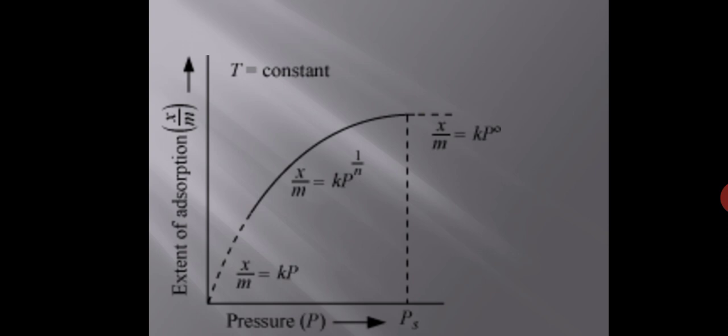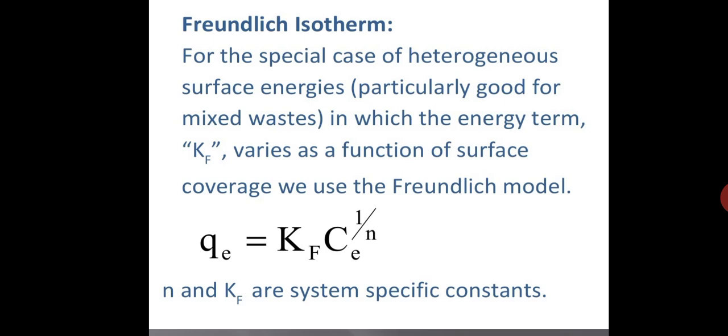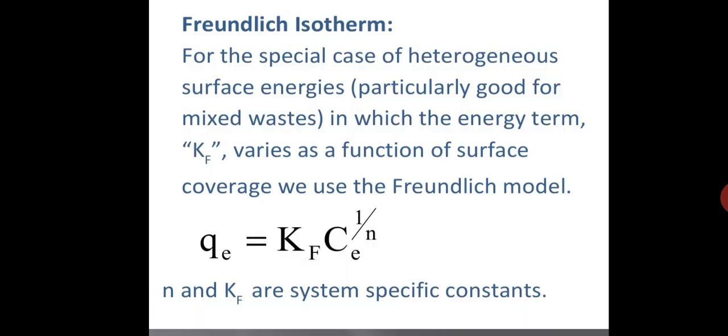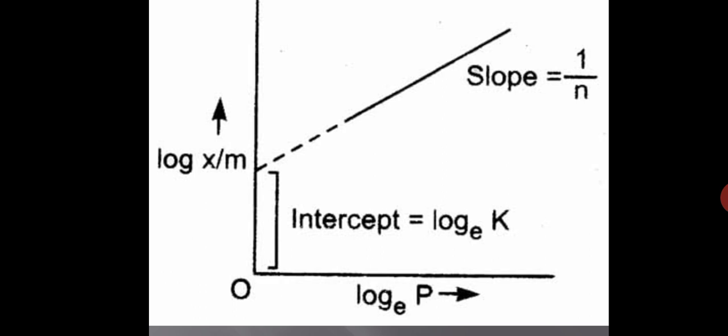Now we can show this graphically in the form of log. I have shown it here: if you take log on both sides, what will you get? The equation is x by m equal to kP to the power 1 by n. Take log both sides: log x by m is equal to log k plus 1 by n log P.